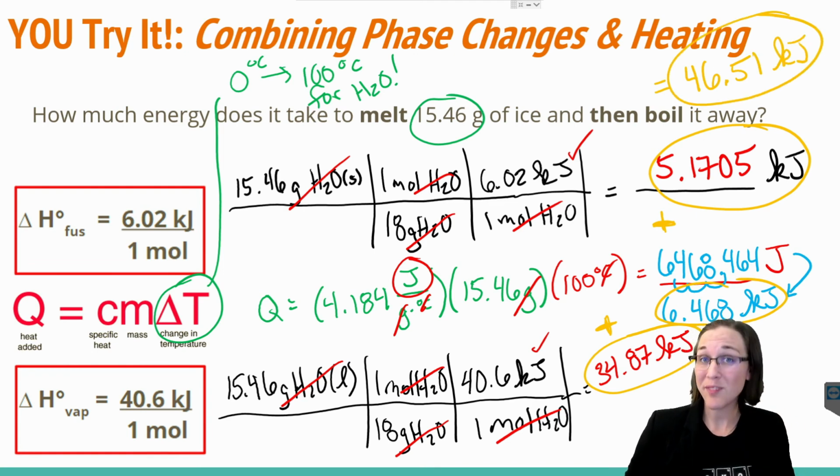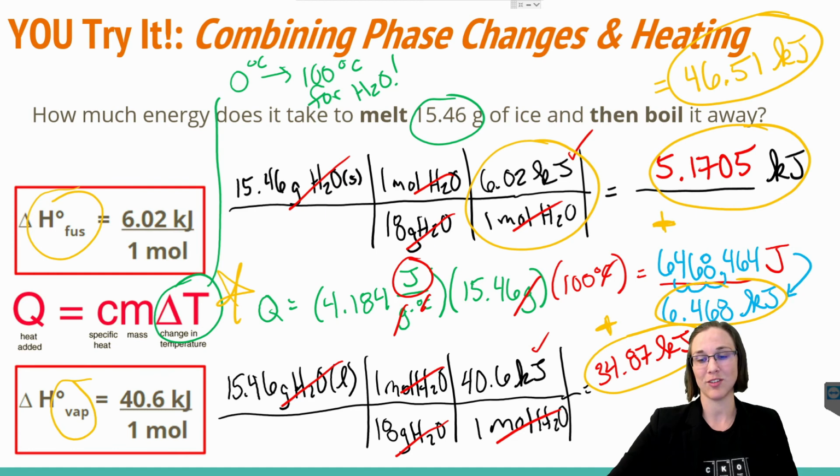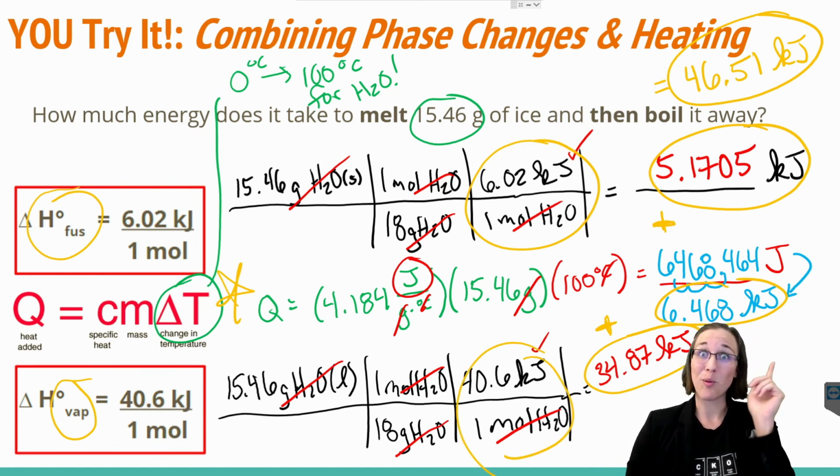So hopefully you got a final answer of 46.51 kilojoules. Remember that in step 1 you're melting, so you have to use your deltaH of fusion conversion factor. And when you're heating, you're going to always use this Q equation. And then to boil away water, you're going to have to use your deltaH vaporization conversion factor here in 3 separate steps. Whew, that's a lot of work for one question.